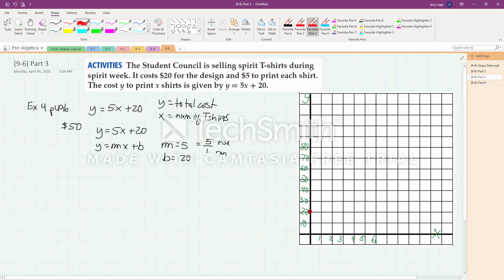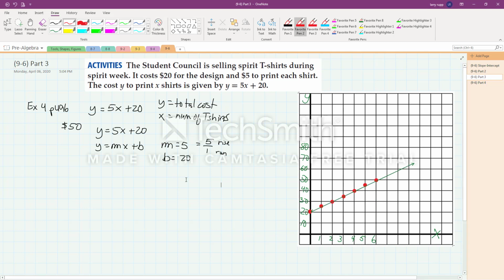So here it's a rise of 5. We go up 5 and we go over 1, and we repeat that: up 5 and over 1, up 5 and over 1, up 5 and over 1, until we get to the last point right there. So let's draw a line.